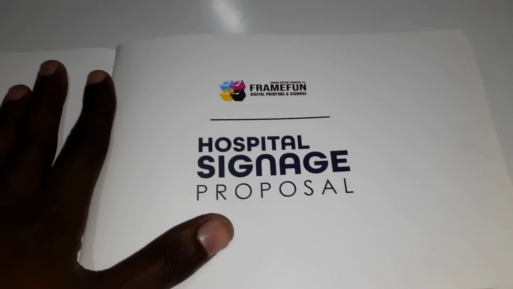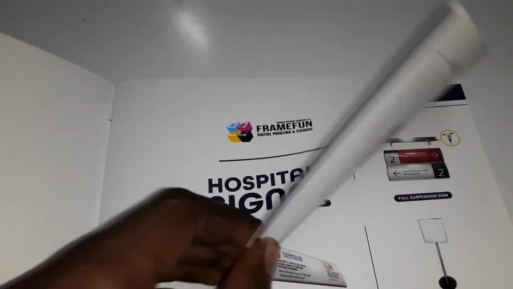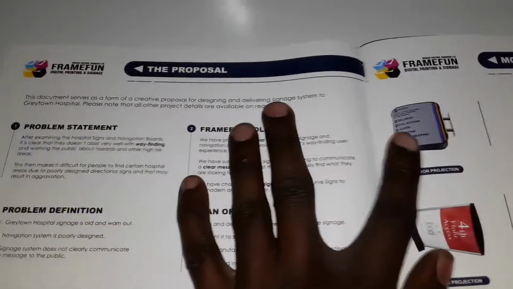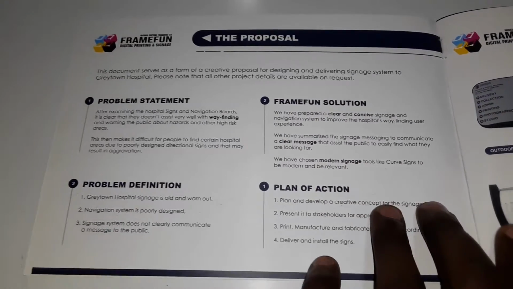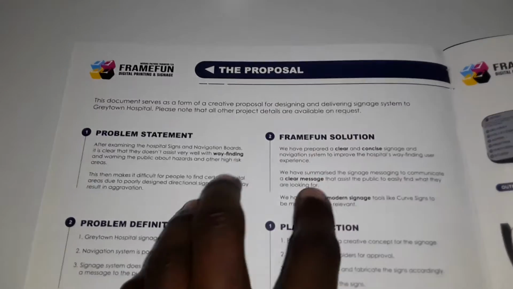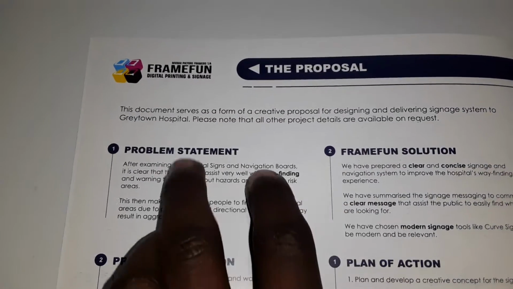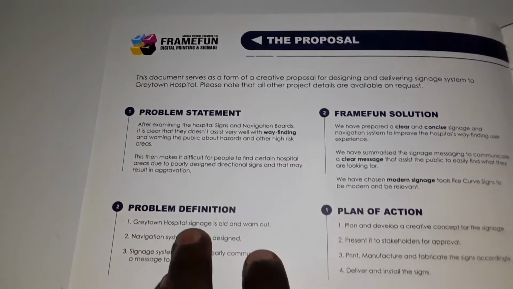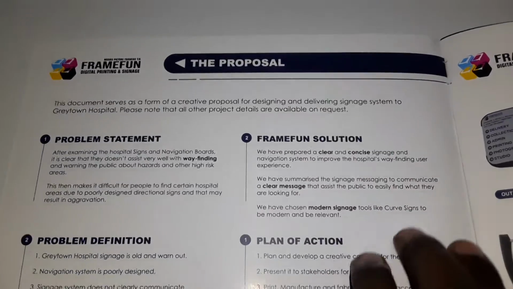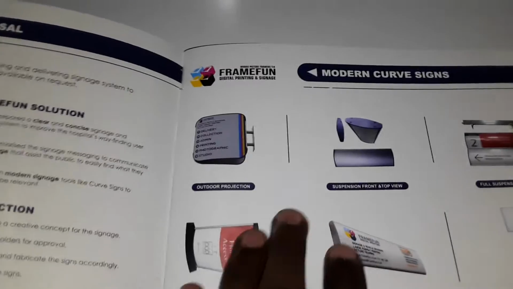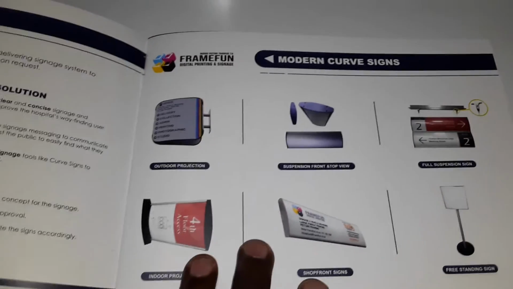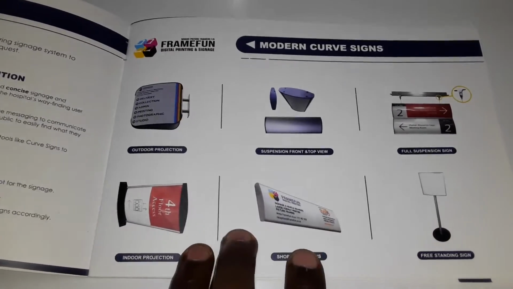Sorry for that. This is my front page. I like to be detailed in the documents that I prepare. I also provide some content when need be. This is the problem statement, this is the problem definition, this is the solution, and this is the plan of action in the proposal. These are the items that we are selling in the company. They are called curve signs.